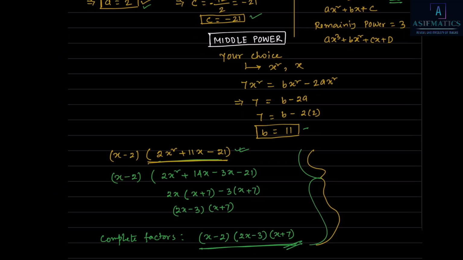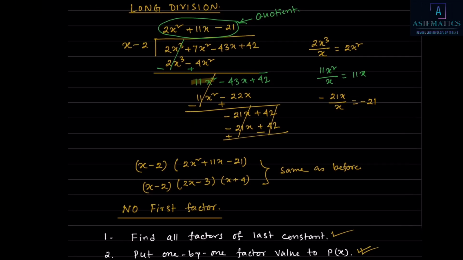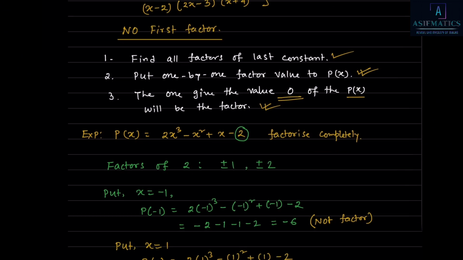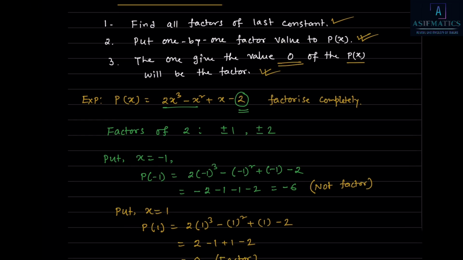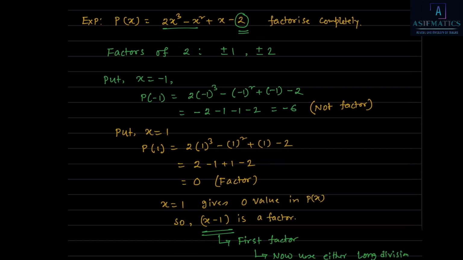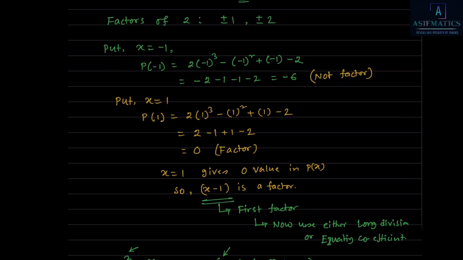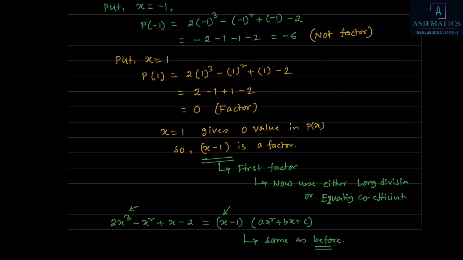In that case you take the constant and find the factors of that constant, and use the values one by one, like a trial. Put the value in the polynomial, and whatever value gives you 0 for that polynomial will be the factor. That means you got the first factor. Our target is always to get the first factor, because once we get it, we know how to solve it. We can go for the long division or we can do the equating coefficients.